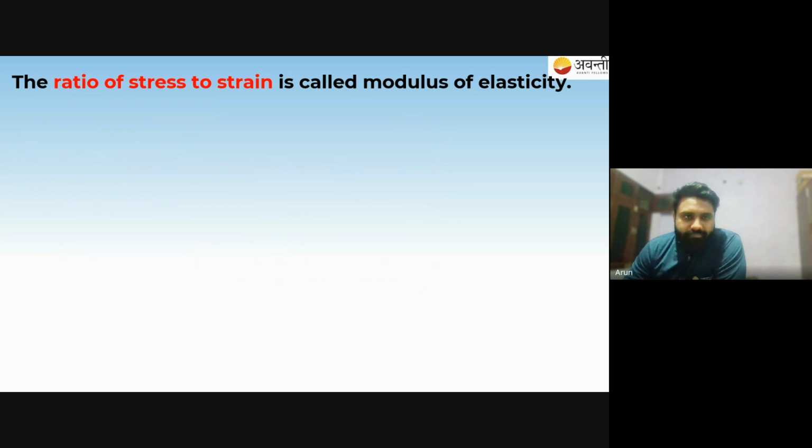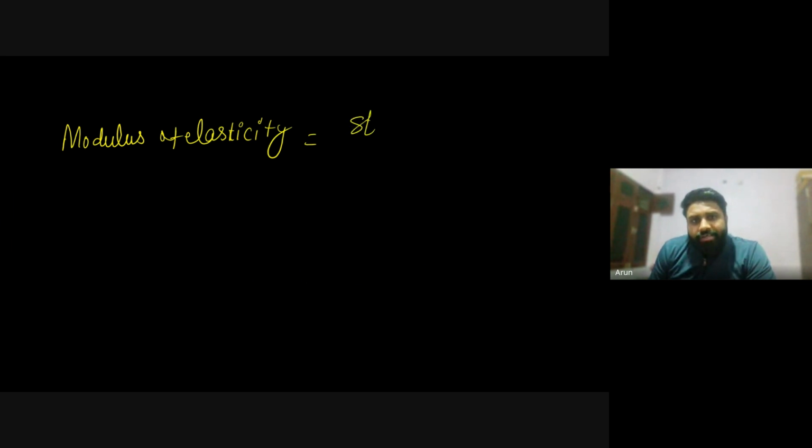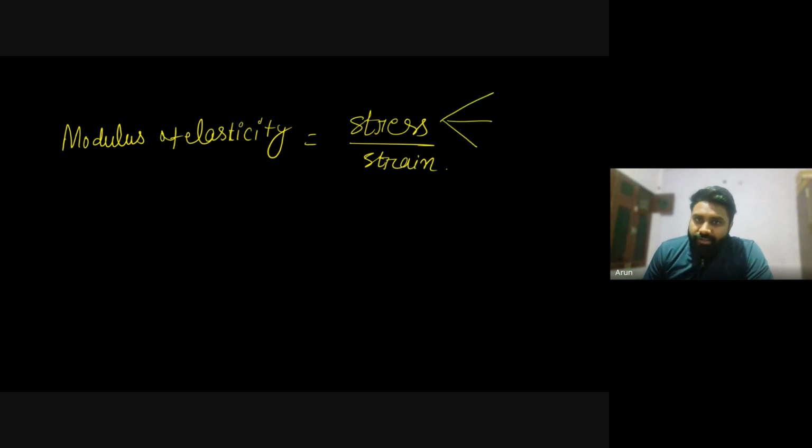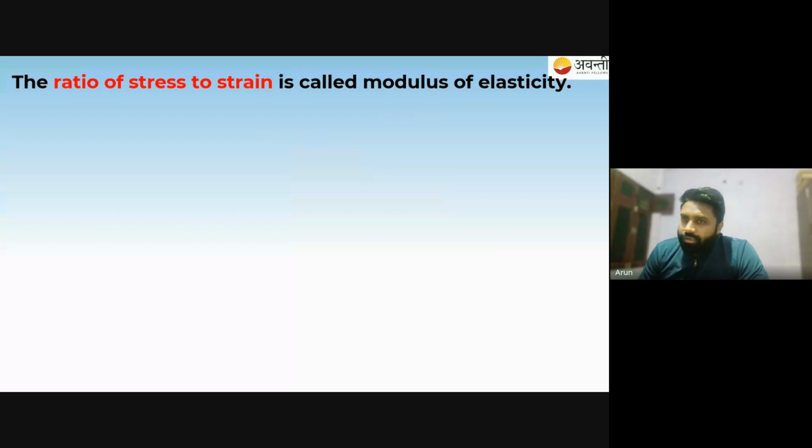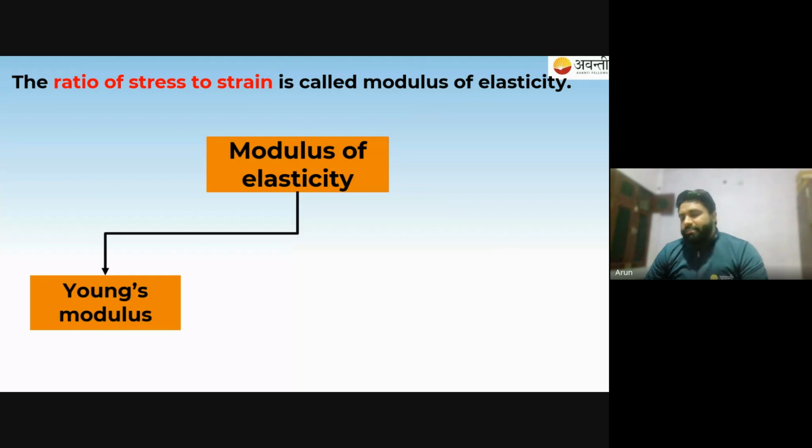Let me change the screen. The modulus of elasticity is nothing but the ratio of stress to the strain. We have learned that stresses are of three types. Strain is also three types. So based on that data, we can say this modulus of elasticity will also be of three types. The ratio of stress to strain is called modulus of elasticity. Simple. Now, modulus of elasticity is of three types.